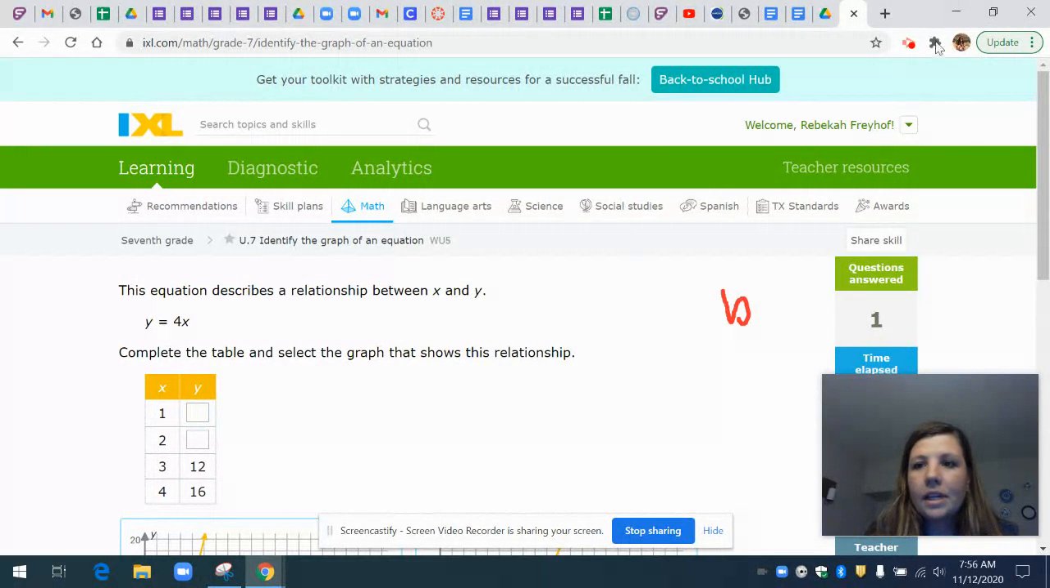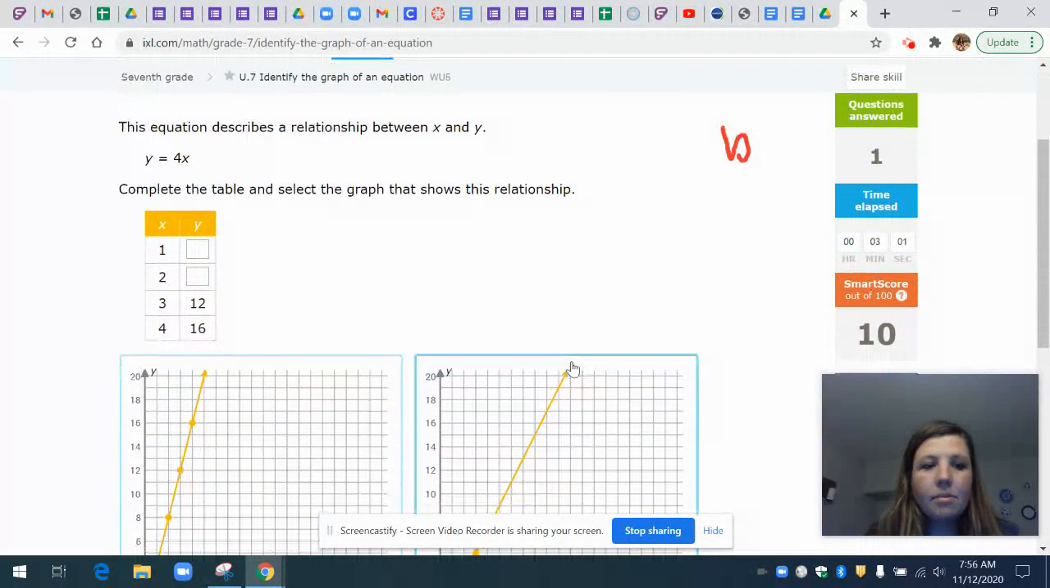Then for this next problem, again, it's y equals 4x. That means y equals 4 times x. So for my first one, I'm going to plug it in and do 1 times 4, which I know is 4. For the second one, I plug in the 2. So 2 times 4 is 8.